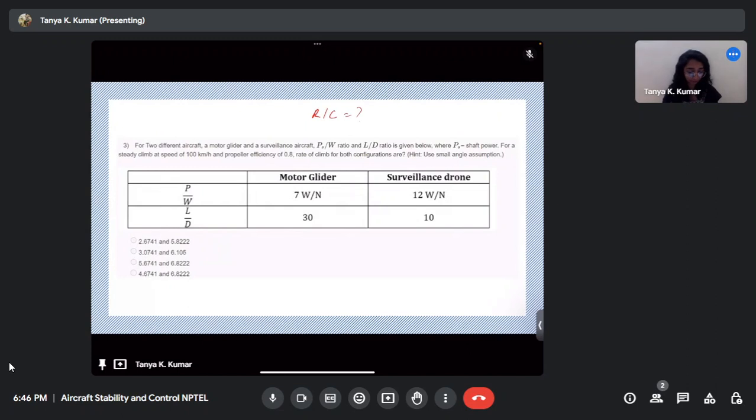And note that the unit of velocity is kilometer per hour. So try doing this question. You have to find the rate of climb. Just write down the equation for rate of climb and you should be able to do it. Okay? Just try doing it, take a couple of minutes and then we'll solve it together.